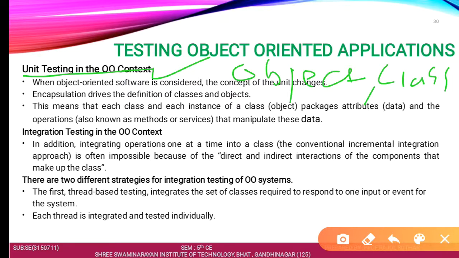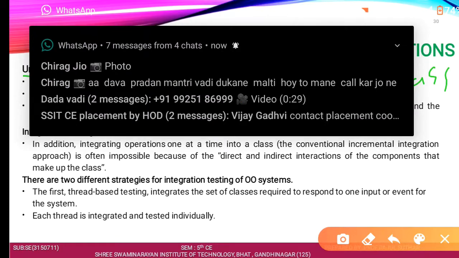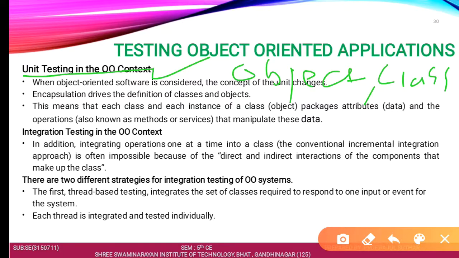So when object oriented software is considered, the concept of the unit changes, and encapsulation drives the definition of classes and objects. This means that each class and each instance of a class, or object, packages attributes, data and the operations, also known as a method or service.